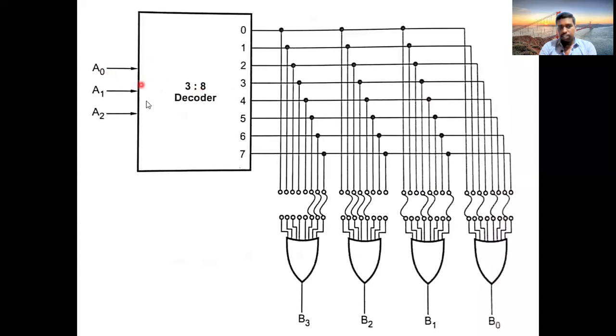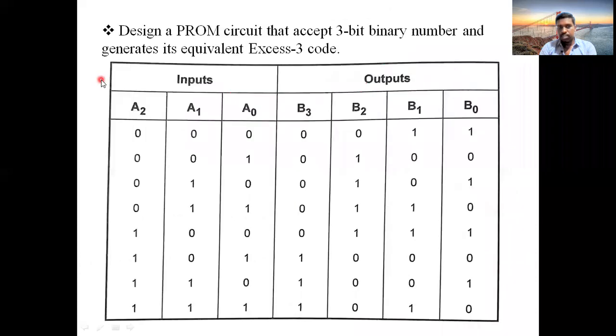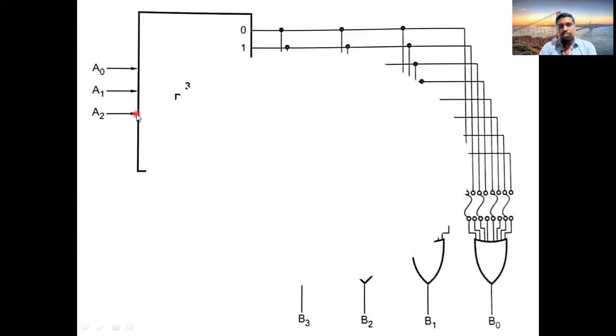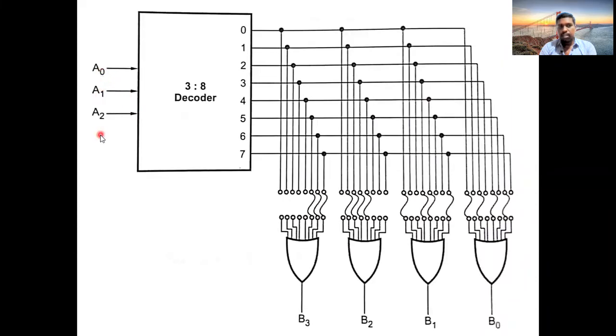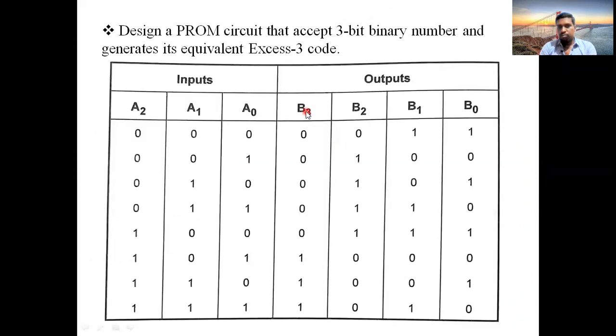Now first, draw one 3-to-8 decoder and assign the inputs as per the table. In the table, what values are given? A0, A1, A2. So copy them like A0, A1, A2. And you will have 8 outputs from 0 to 7. And 4 OR gates are required, separate OR gates for B0, B1, B2, B3. Why? Because we have 4 output columns here. That's why 4 OR gates.